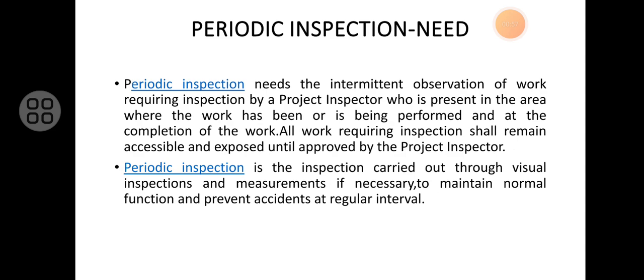And second is the periodic inspection needed. Is periodic inspection needed? Yes. Periodic inspection needs the intermittent observation of work requiring inspection by a project inspector who is present in the area where the work has been or is being performed, and the completion of the work. All works requiring inspections remain accessible and exposed until approved by the project inspector.